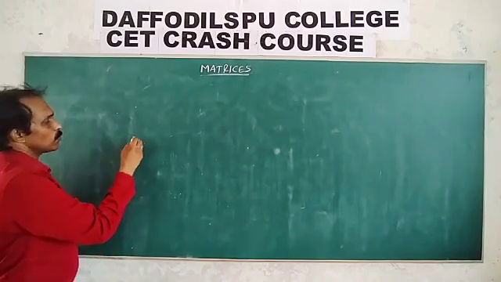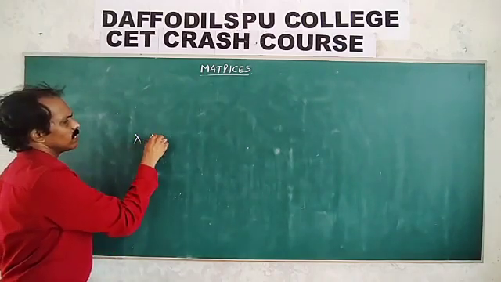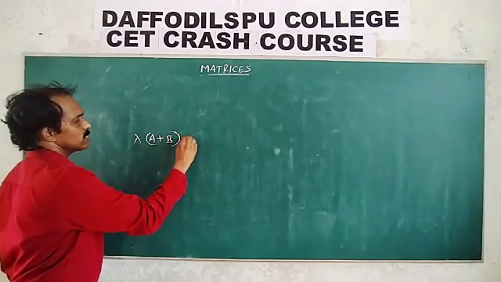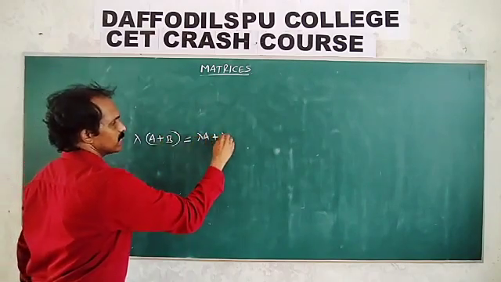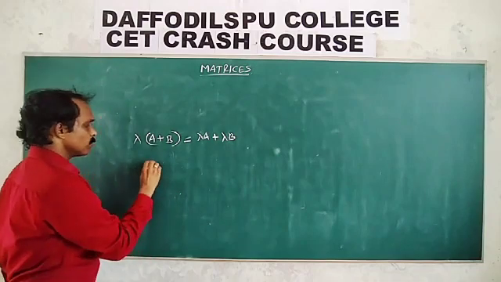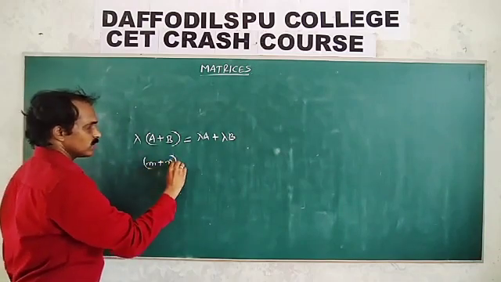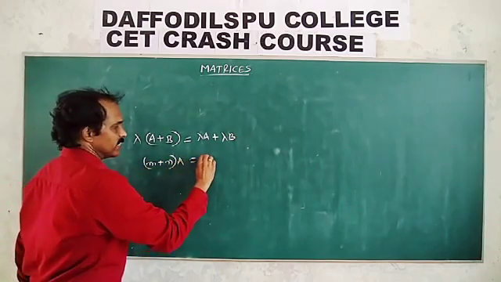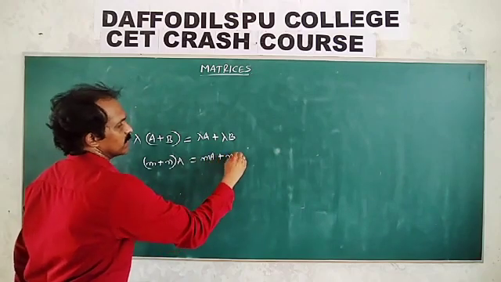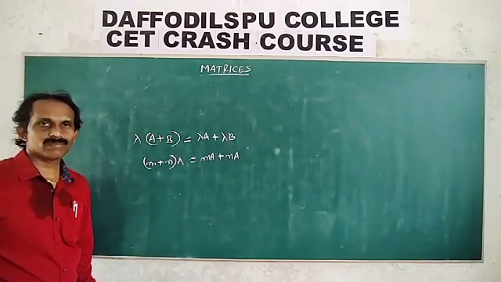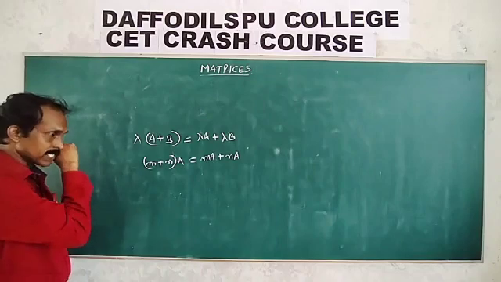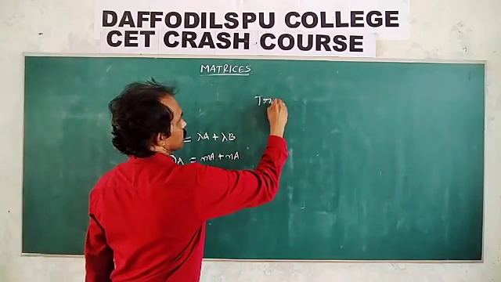Some properties. What are the properties? Lambda times A plus B is equal to lambda A plus lambda B. Suppose m plus n times A is equal to mA plus nA. Right?